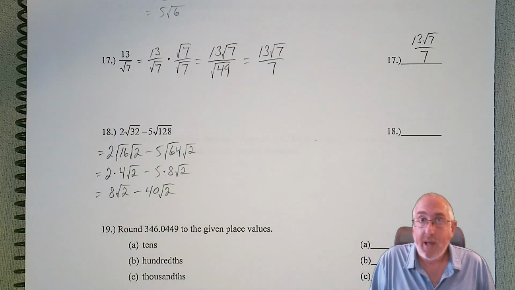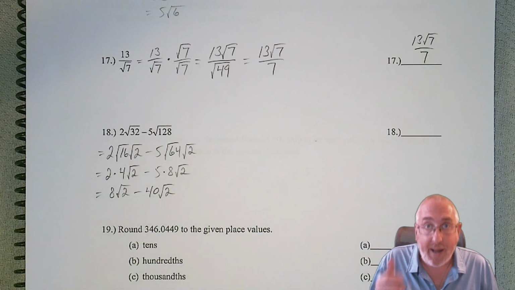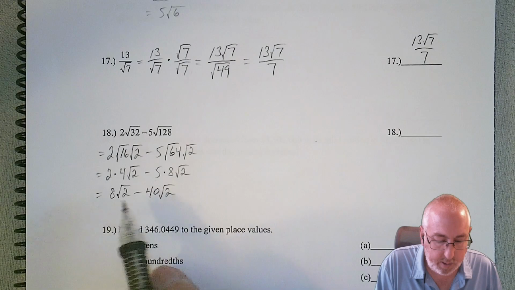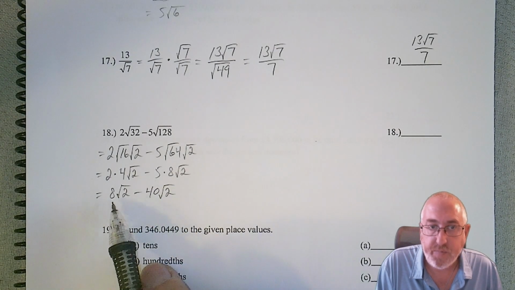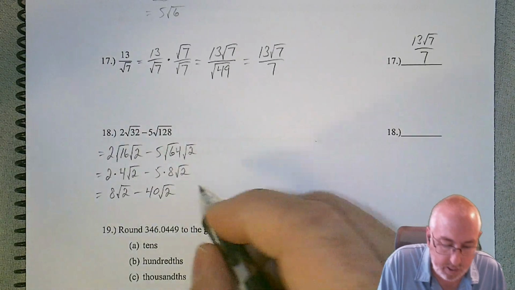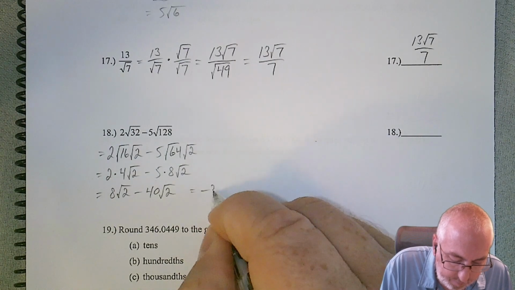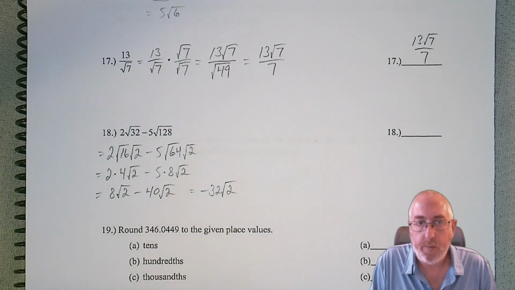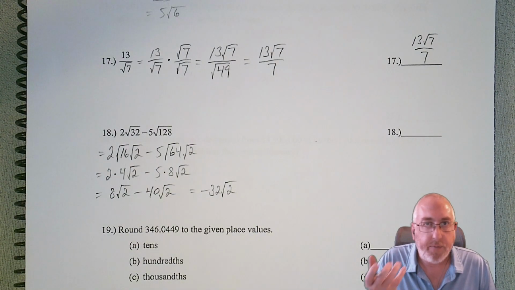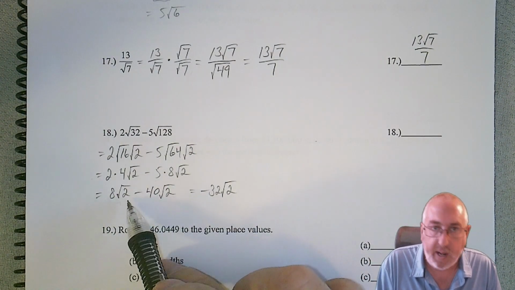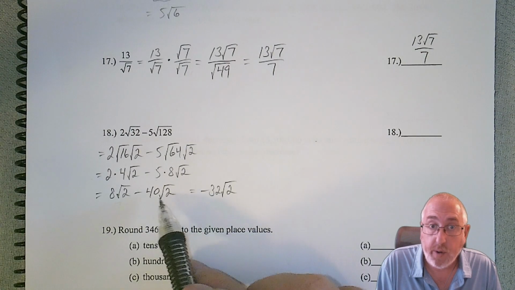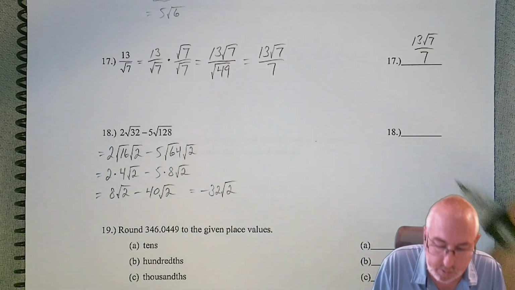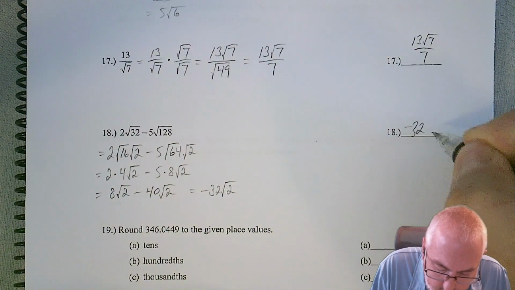And so now we have the same square root. So now we can combine those together. And all we care about is looking at those numbers in front. So 8 minus 40 is going to be a negative 32. And then we still need that square root of 2. Think of that square root of 2 as like a fruit. If you have 8 apples, take away 40 apples of the same type, you end up with a negative 32 apples.